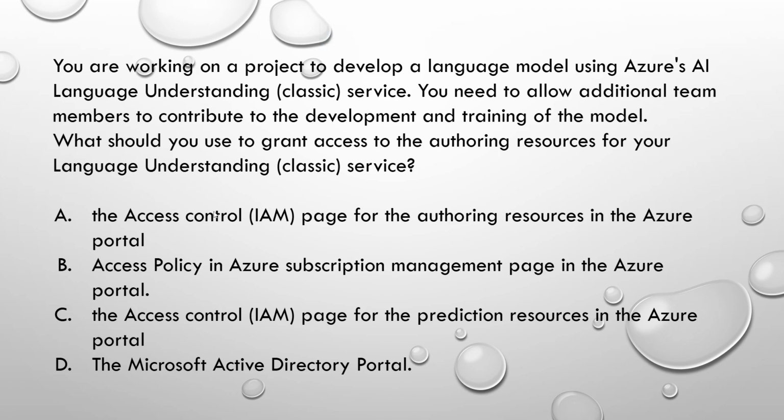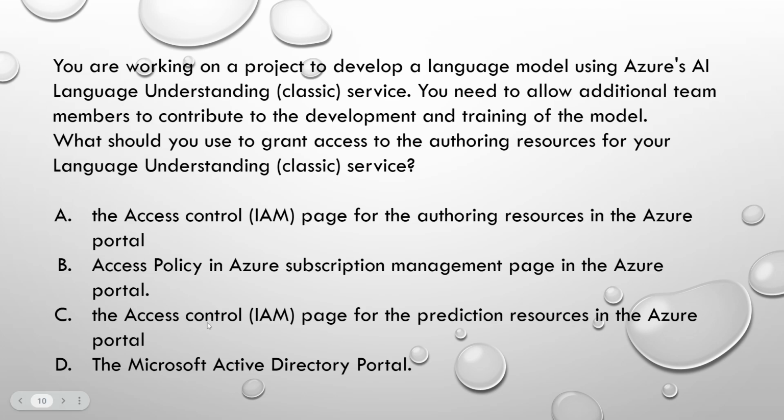So the very first option is the IAM page for the authoring resource in the Azure portal, we can give access to the new members. Is that option correct? Yes, that option is indeed correct. Now option B, the access policy in Azure subscription management page in the Azure portal. So what we need to grant access to is the authoring service, not the Azure subscription. We have to give access to the resource only. We don't want to give access to a whole Azure subscription. So that option is incorrect.